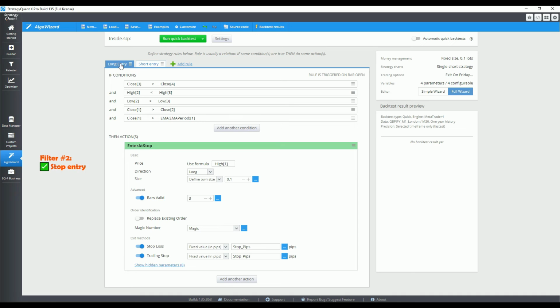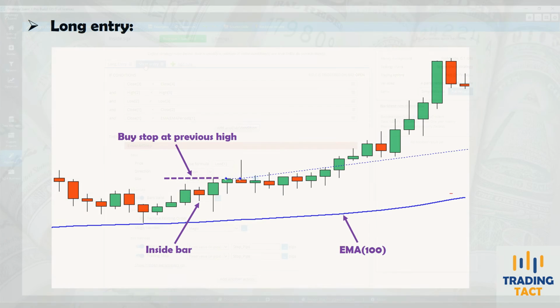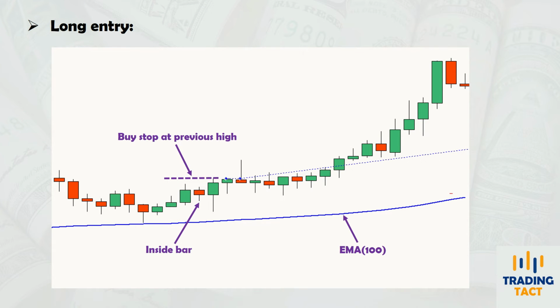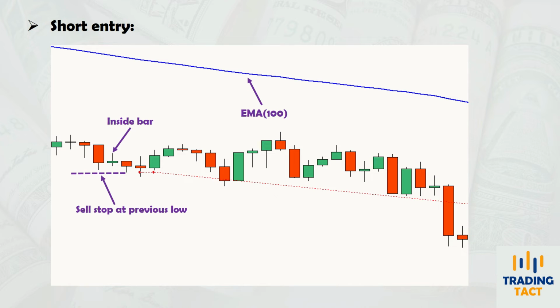The second is a stop order filter. When the entry conditions are met, a buy stop will be placed at the previous bar's high. This means I'll only enter the market after seeing some evidence of trend continuation. For shorts, the sell stop will be placed at the previous low. With both filters in place, a long entry now looks like this. And here's a short entry.